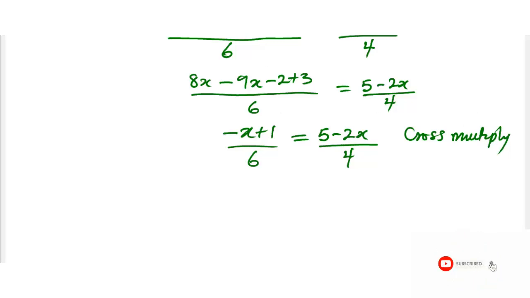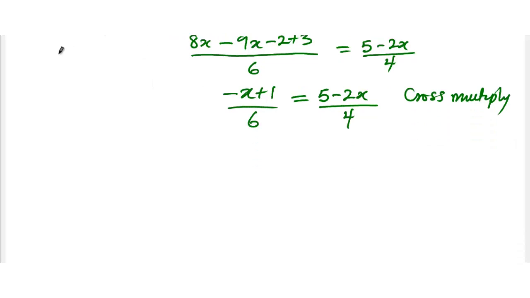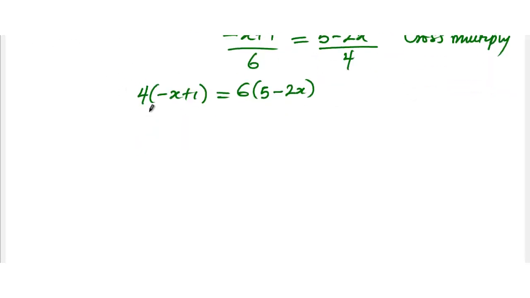So if we cross multiply, we are going to be having 4 into bracket minus x plus 1 will now be 6 into bracket 5 minus 2x. So let me use 4 to open this bracket. 4 times minus x is minus 4x, then 4 times 1, that is plus 4, will now be equal to 6 times 5, that is 30, 6 times minus 2, that is minus 12x.